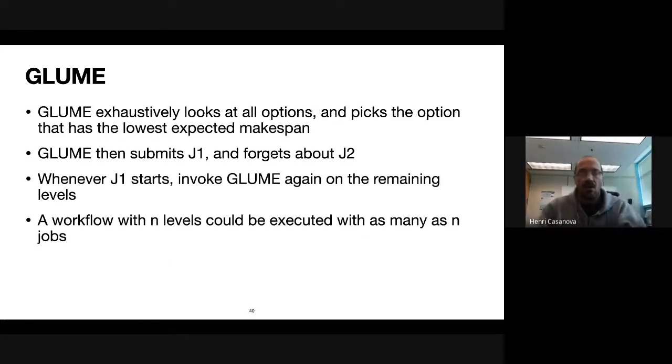And so hopefully that made sense. And therefore, a workflow with n levels could be executed with as many as n jobs, right? At every step, we think it's only 2 jobs, but again, we only submit the first one. So that's the main idea. And the conceptual difference with Zhang is that we directly optimize an estimate of the makespan as opposed to a greedy local optimization of the wait time to runtime ratio for a single job.